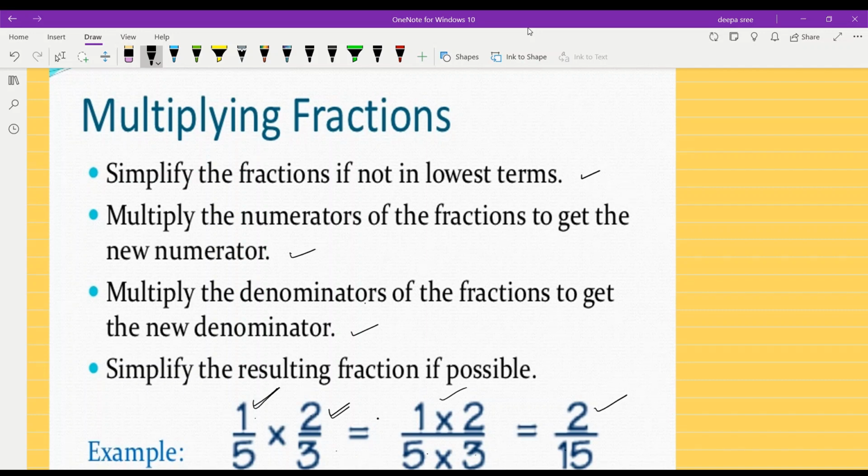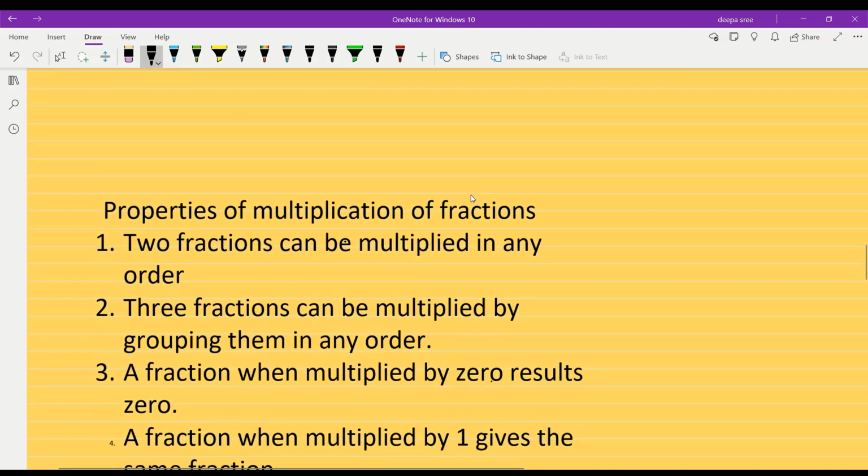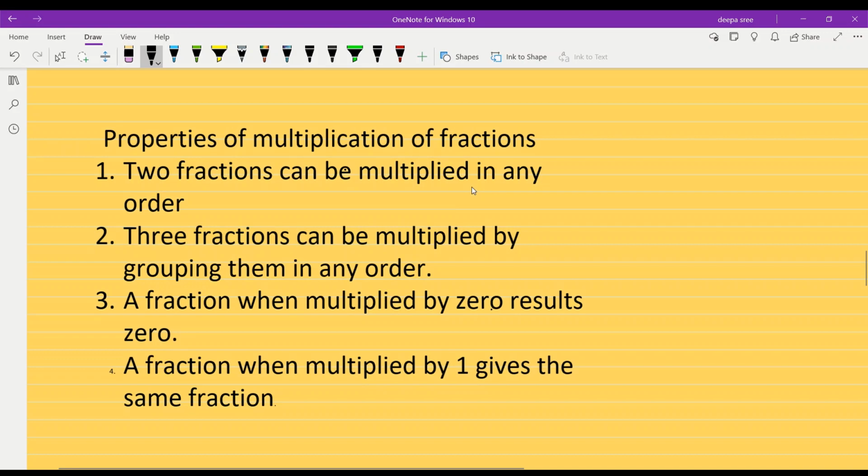Simplify the resulting fraction if possible. After getting the fraction, if it is an improper fraction, we can write it as a mixed fraction. So these are the steps involved in the multiplication of fractions. Now we can go through the properties of multiplication of fractions.